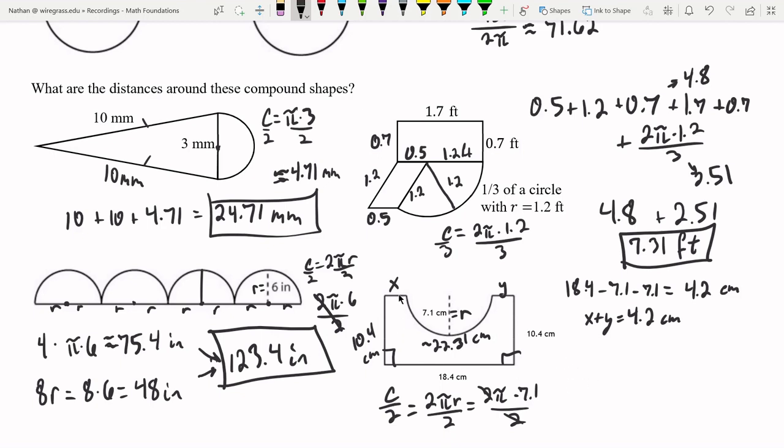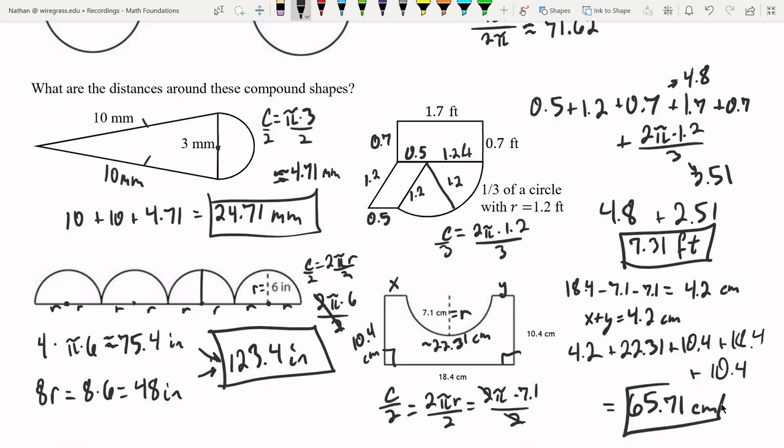We're going to get this distance, x and y. That's going to be 4.2. We're also going to include this one, which is 22.31, plus this distance, plus the 18.4, and adding on to that also this distance here. That's going to be the full outside distance of the shape. Adding that up, I'm getting 65.71. These are all in centimeters, so this is going to be in centimeters as well.